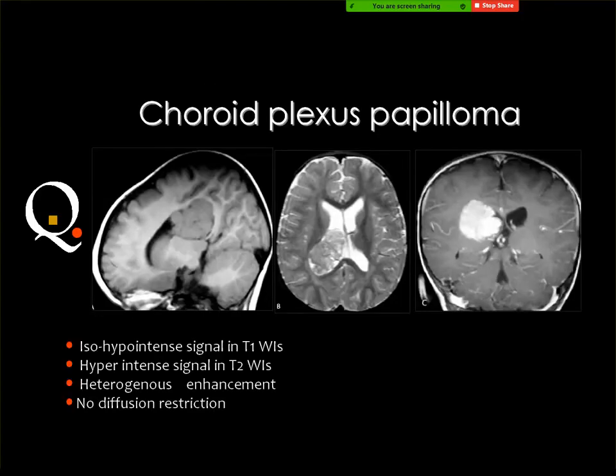Where is the same? This is not the frontal lobe. This is the occipital horn, but the coronal images are coming from the back to anterior. Okay. Yes. This is the coronal image, not an axial image. Yes, okay.